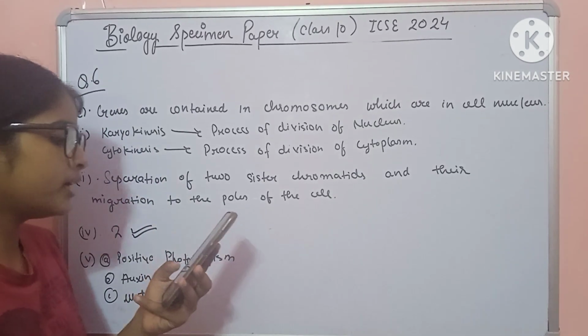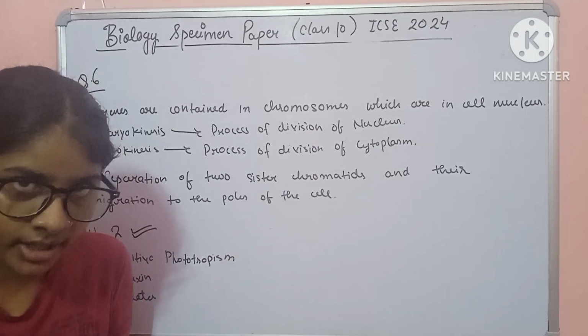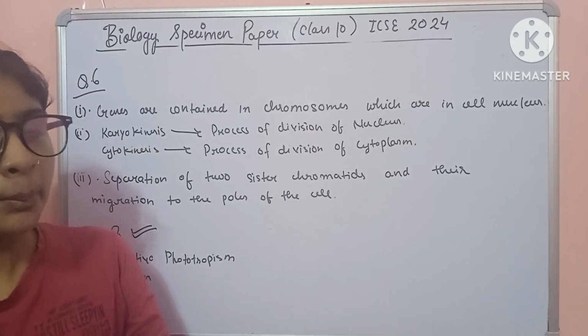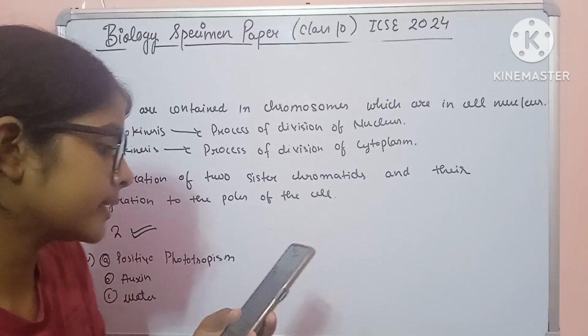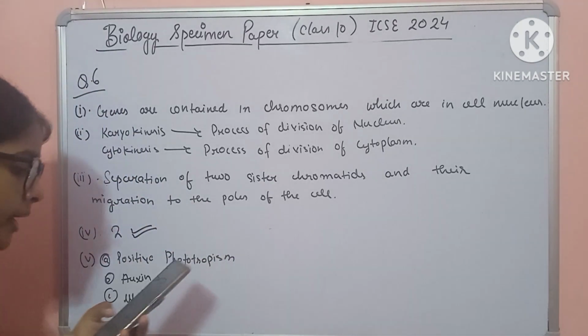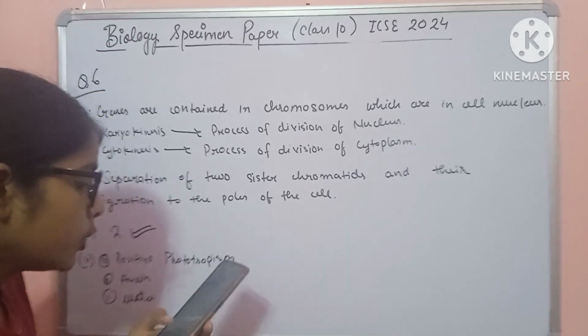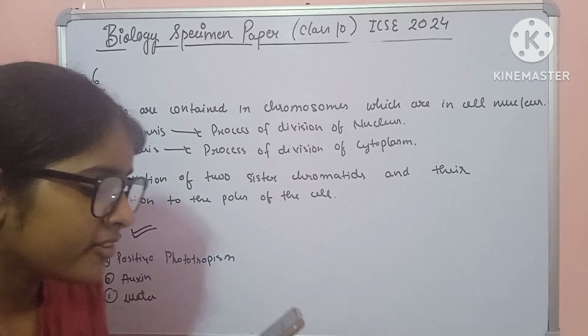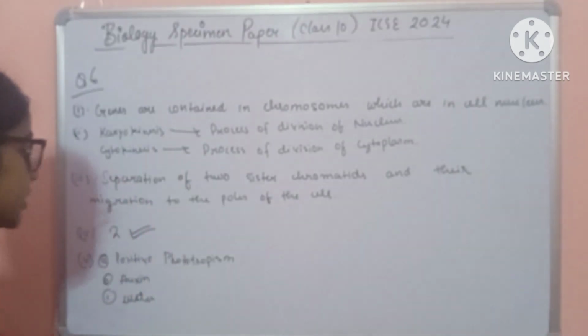Now fifth, study the diagram given below and answer the questions that follow. Name the phenomenon depicted by the shoot in the above diagram. Positive phototropism is the process depicted in the diagram. Okay. B part, which plant hormone plays an important role in the above movement? The answer is auxin.